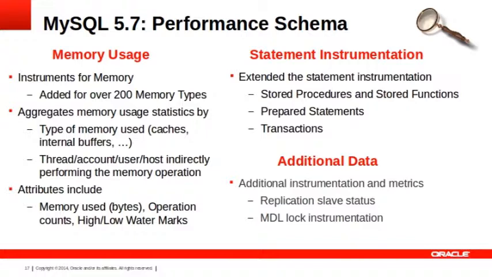So thread, per account, per user, per host, memory information is available. Then memory used: for a particular session, for a particular user, how much memory is already used. Operation counts: a user asks for memory allocation, or how many times memory deallocation, those kinds of information. And high and low watermark. That means for a particular session, what is the highest amount of memory that user or that session asks, and then what is the lowest range? This is basically called high and low watermarks.